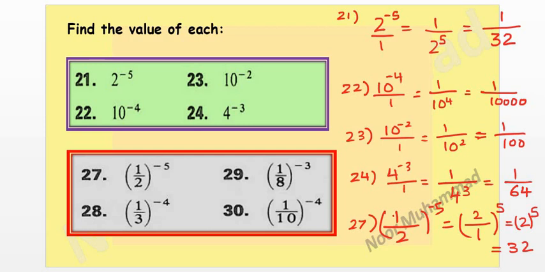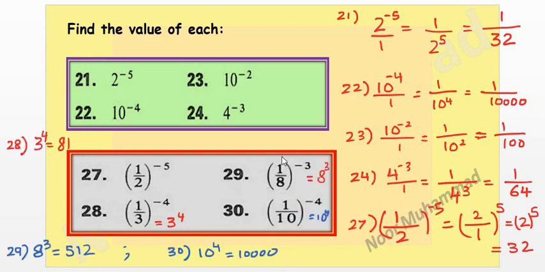So similarly get the answers of question number 28. In simple words, when it is flipped, 3 over 1, the exponent will become 3 to the power 4. When this one is flipped, it will become 8 over 1 and the exponent will be 3. And here it will become 10 over 1 and the exponent will be 4. So get the answers of all these three questions.